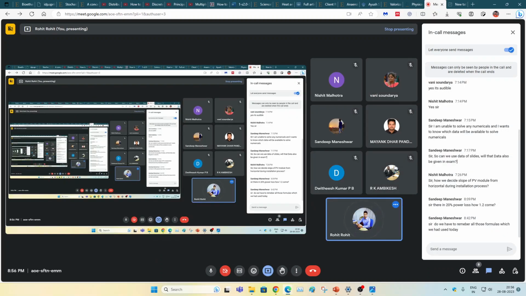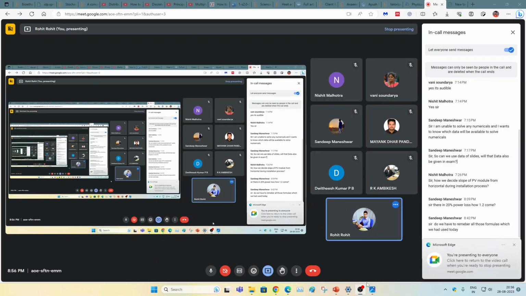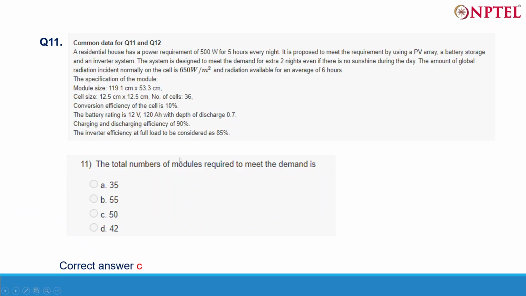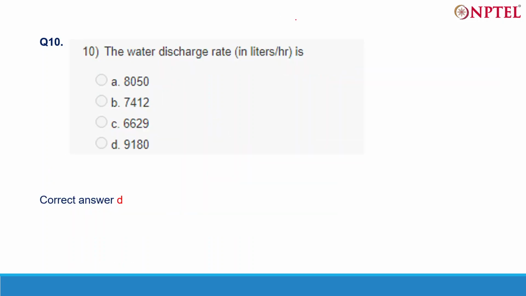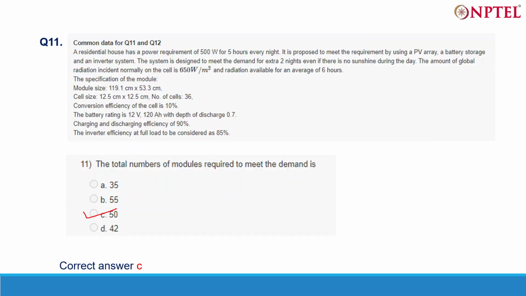Okay, so this was the same question with change in data. Where did the slide go? So just you need to balance this and get the answers. So total number of modules required to meet the demand will be answer C, 50, and total number of batteries required will be A, equal to 10. I think the same question is repeated here. So try to solve it by yourself. This is a pretty easy question. Okay, you just need to balance it.